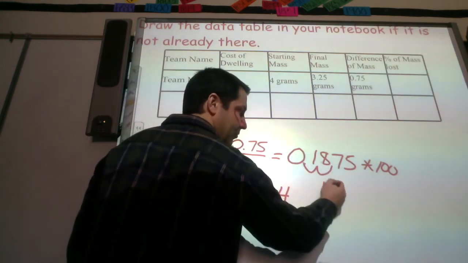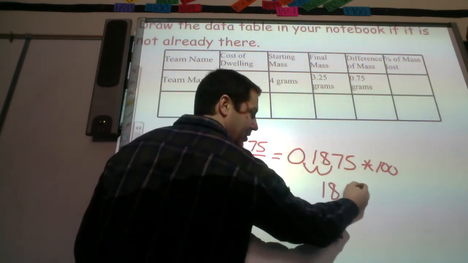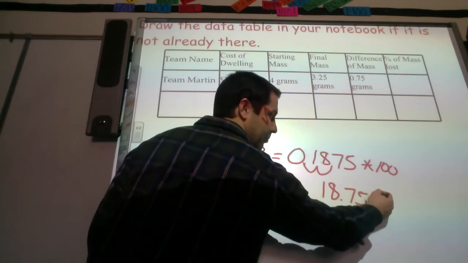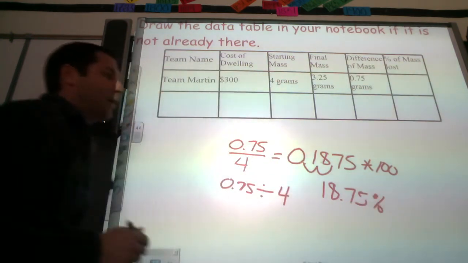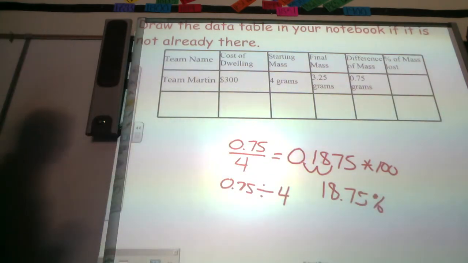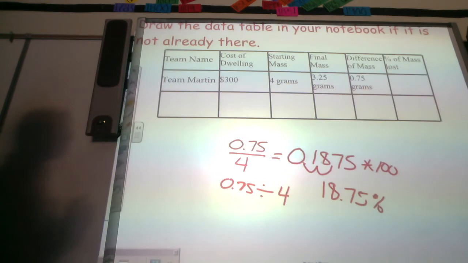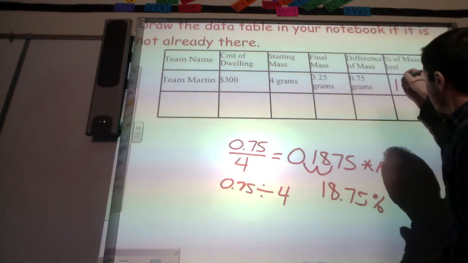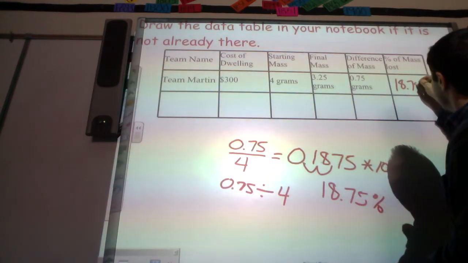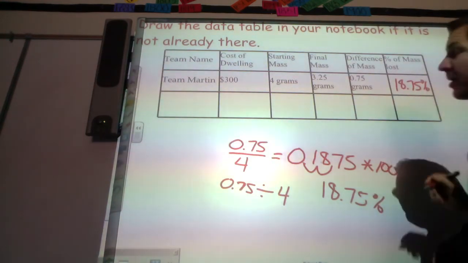So my percent would become 18.75%. And that's actually my percent of mass lost. I lost about 19% of my total penguin from doing this experiment. So I would put this number right up here, 18.75%, and that would tell me how much I lost.